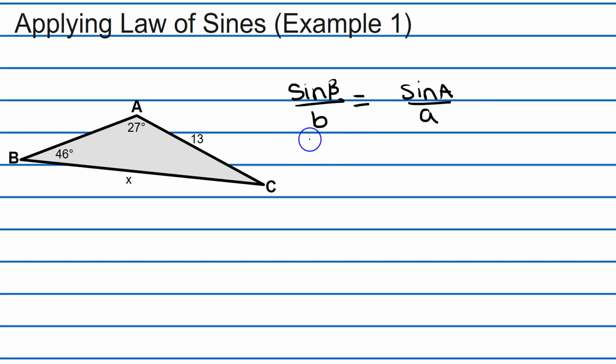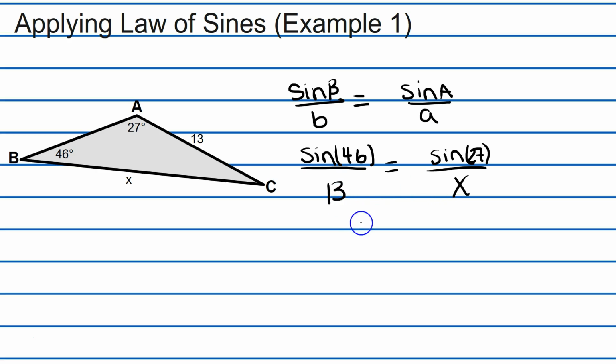So sine B is going to be sine of 46 degrees divided by b. Well, that's going to be 13. This is the side opposite of it. Then we have sine of A, which is sine of 27 degrees, divided by side a, which is x. So we don't know what that is.